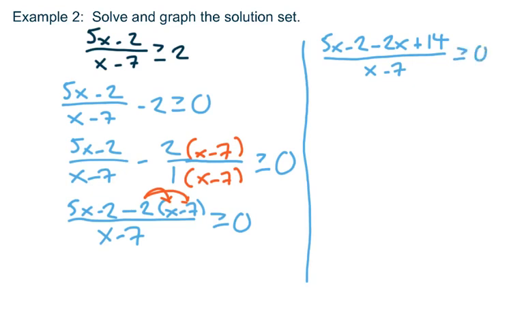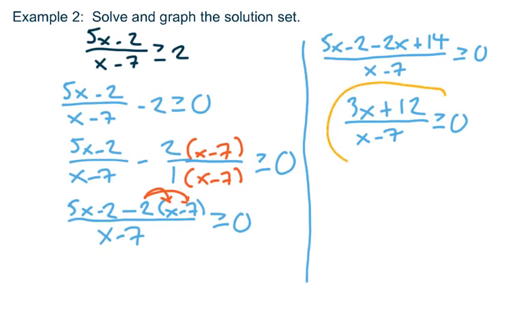Remember, we needed that 0 on one side. Got some like terms to combine. Looks like we would have 3x plus 12 over x minus 7. We're going to need this result later on when we look at our sign chart and decide what we want to do with it. Okay.